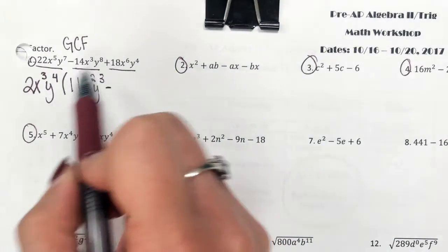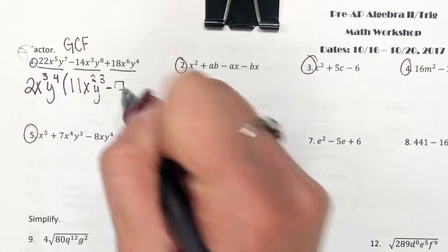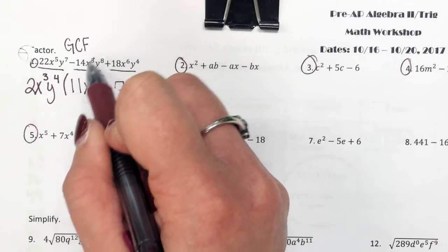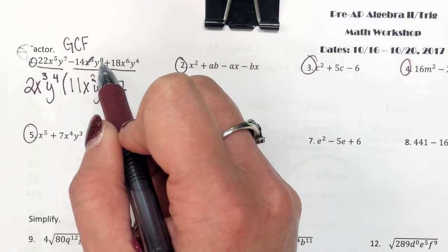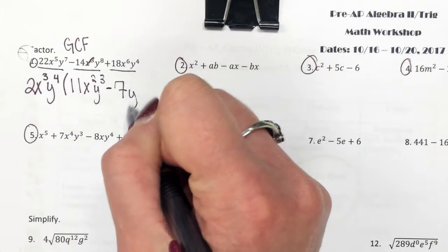Alright, what's 14 divided by 2? 7. You take out all 3 of your x's, so there's no x's left. You take out 4 of your y's, so how many's left? 4.